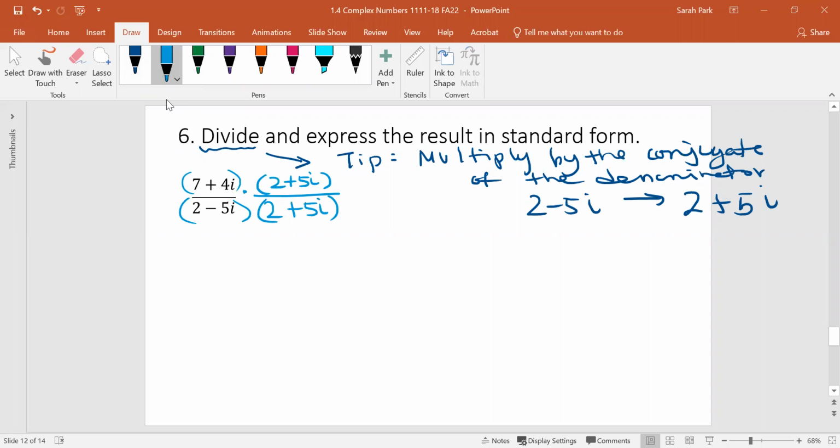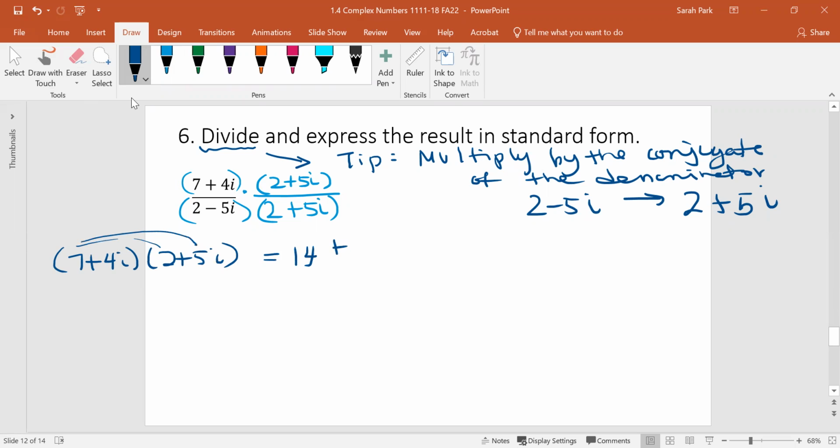Okay, now what are we going to do? Well, we're going to FOIL like crazy, the top and the bottom. So 7 times 2, right? We're going to multiply the top part. Well, maybe I should write it here. So let's do the numerator and then we'll worry about the denominator next. So 7 plus 4i times 2 plus 5i, the numerator part. We do the FOIL. So we did 7 times 2, which is 14.